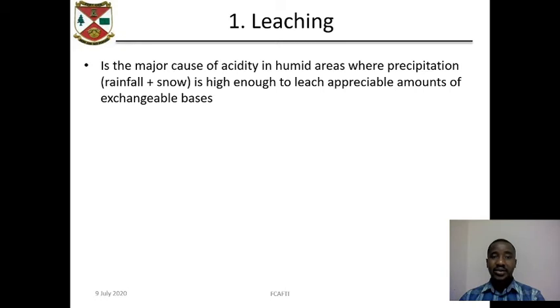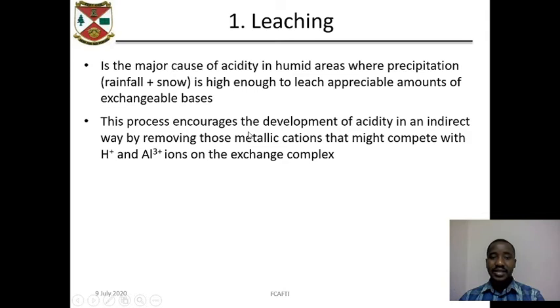Leaching is the major cause of acidity in humid areas where precipitation or rainfall is high enough to leach appreciable amounts of exchangeable bases. And these exchangeable bases, we say they are calcium, magnesium, potassium, and sodium. This process encourages the development of acidity in an indirect way by removing those metabolic cations that might compete with hydrogen and aluminum ions on the exchange complex.